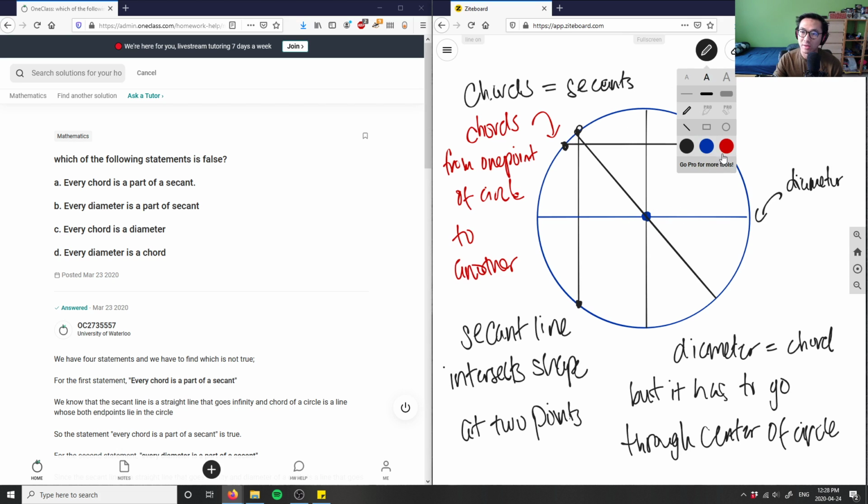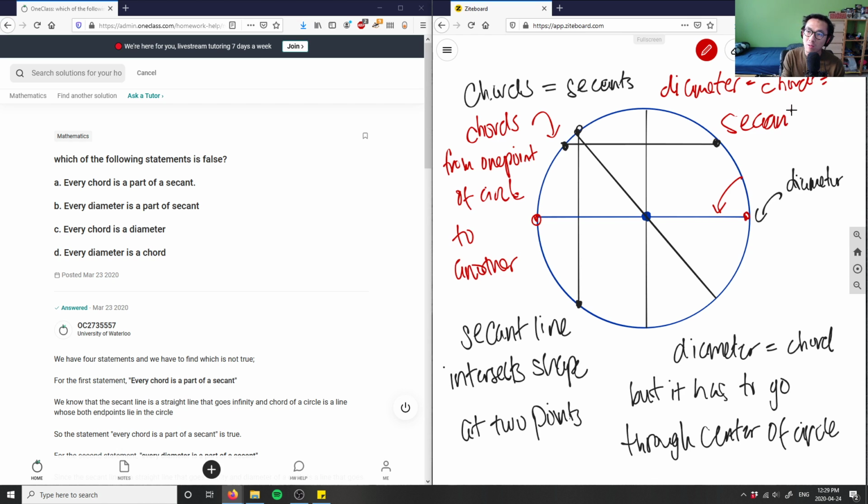However, these are not chords, right? Actually, in this case, diameters can be chords, because again, they're intersecting. This here is a diameter, right? This here is 2 points. So which means a diameter could be a chord, which equals a secant. But not every chord is a diameter, right? Because if you analyze this line here, this is not a diameter.